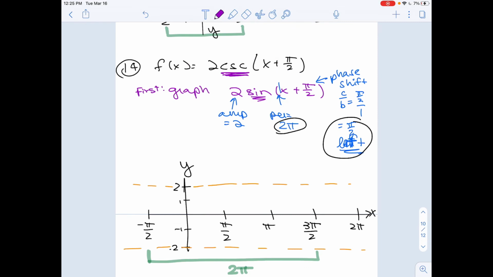Remember that sine typically looks like this, starting at 0. So our first point, we're going to start at 0, which in this case, we're starting at negative pi over 2 because we shifted everything over to the left. And from there, we're going to follow our pattern. So we're going to go up, down, down, up. And there is our graph.